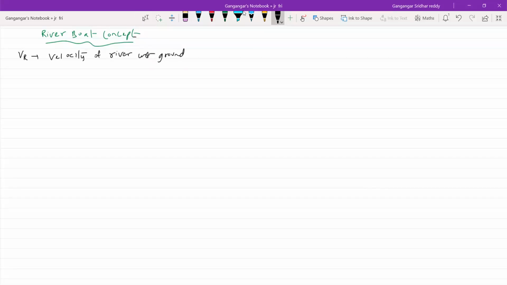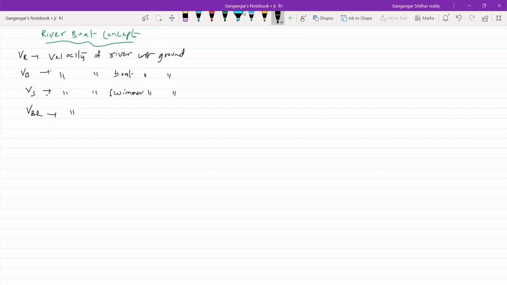with respect to ground. If I write velocity of boat or swimmer, this is velocity of boat with respect to ground. VB, if I write it, let me use all the symbols possible. Velocity of swimmer with respect to ground.